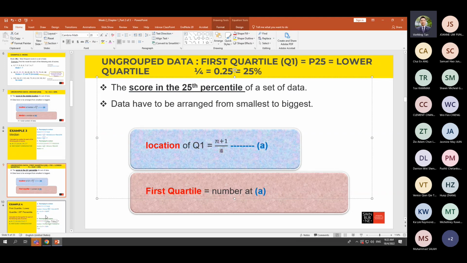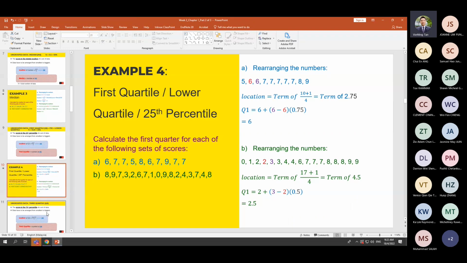Okay, let us try one example. The data set is the same as the median question just now. Same data set, but now we want to get the first quartile. So as usual, we have to arrange the data from lowest to highest, first step. Remember, second step is identify the location, or we call it term, of the Q1. So what is the formula? Substitute the formula in, which is n plus 1 divided by 4.